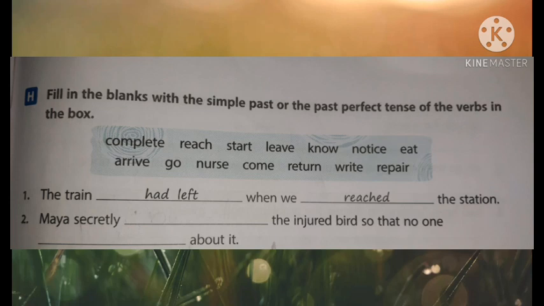Second one, Maya secretly nursed the injured bird so that no one knew about it. Two past activities are not mentioned here, so we used simple past tense here. Do the rest of the work yourself.